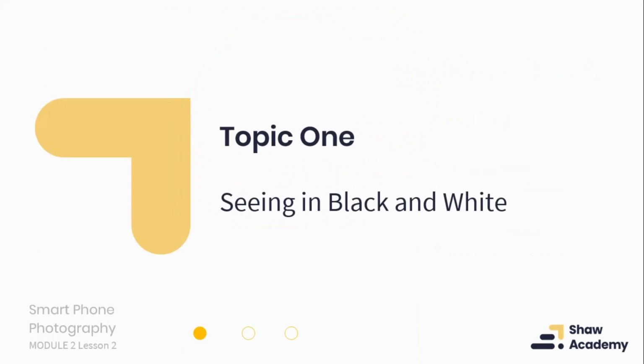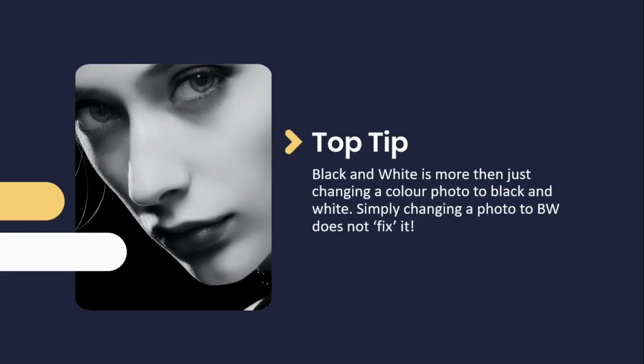So the first thing is to talk about seeing in black and white. What's the difference between seeing in black and white and seeing in colour? And black and white is more than just changing a colour photograph into a black and white one. Simply changing a photograph to black and white does not fix it.